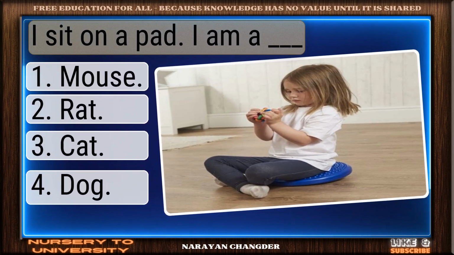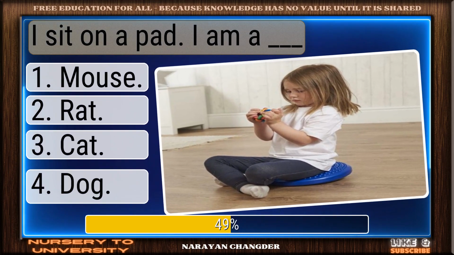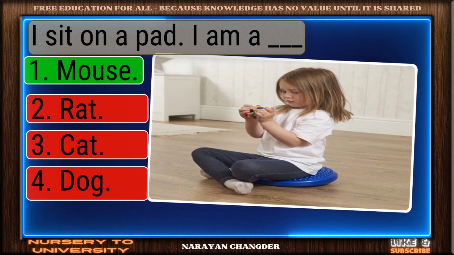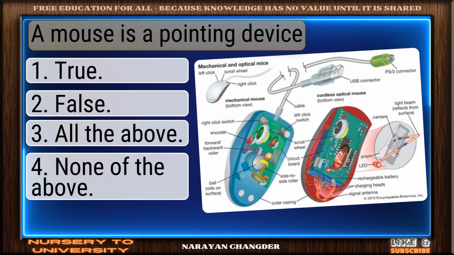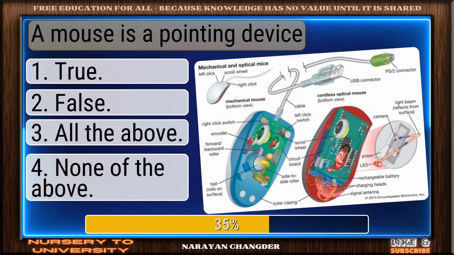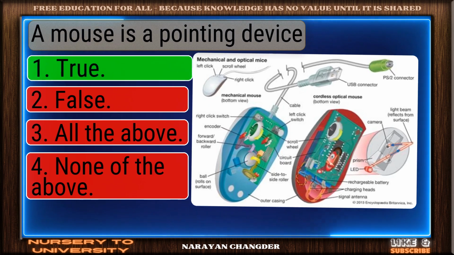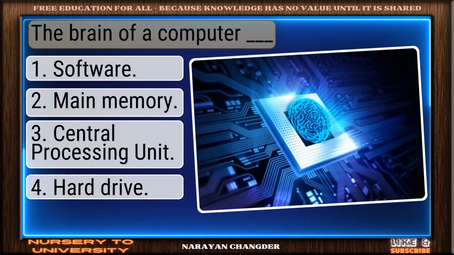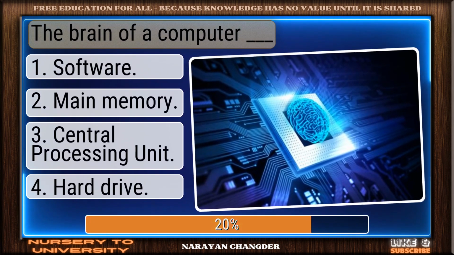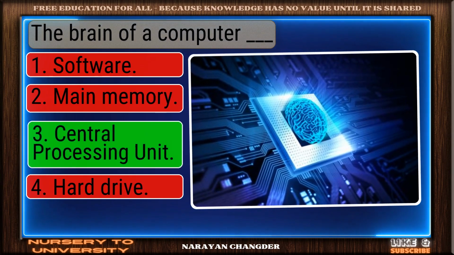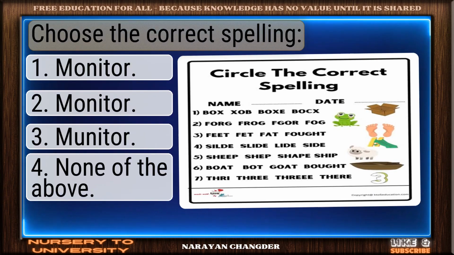I sit on a pad. I am a dash. You chose mouse. And it is correct. A mouse is a pointing device. Correct. True is the right answer. The brain of a computer dash. Smart pick. Central processing unit is the correct choice.